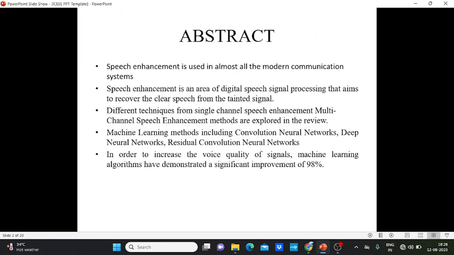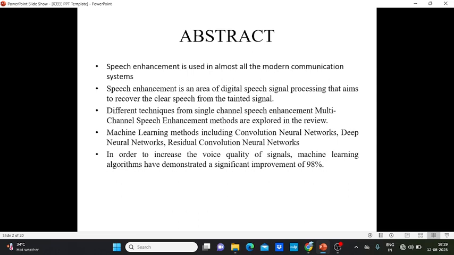So my abstract is: speech enhancement is nowadays used in almost all modern communication systems. Noise is the major problem in all aspects. Speech enhancement is an area of digital speech signal processing that aims to recover the clean speech from the noisy signal.